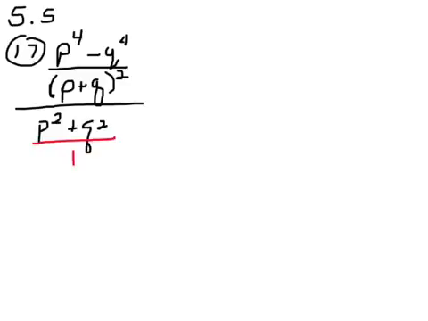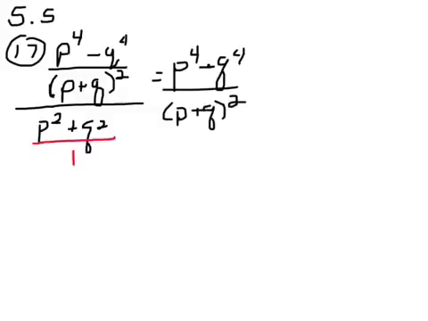So when you're dividing fractions, you write the fraction in the numerator, which is p to the fourth minus q to the fourth, over p plus q squared. And then you change the division to multiply, and you multiply by the reciprocal of the fraction in the denominator. So if I take the denominator and do the reciprocal, it's 1 over p squared plus q squared. So I've changed that complex fraction now into a multiplication problem.